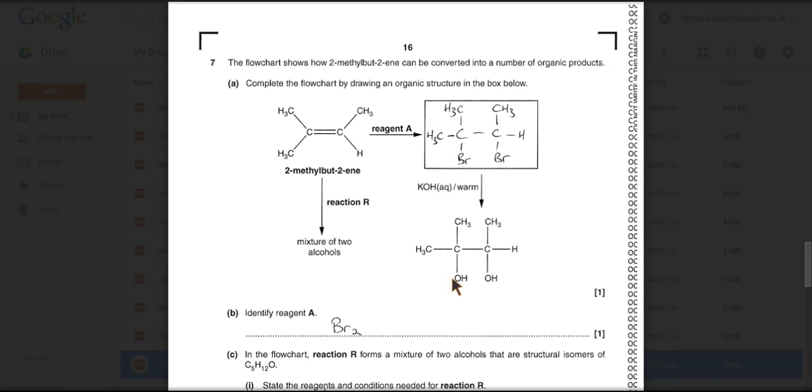So ultimately, we need these two OH groups to go onto these two carbons. They're the two carbons in question. So what we need to do is turn this into a halogenoalkane, and then we're going to substitute these halogens for OHs. So the missing compound would be this one here. Reagent A, therefore, is going to be bromine, Br2, because when we add Br2 across this double bond, we're going to end up with bromine atoms on these two carbons.